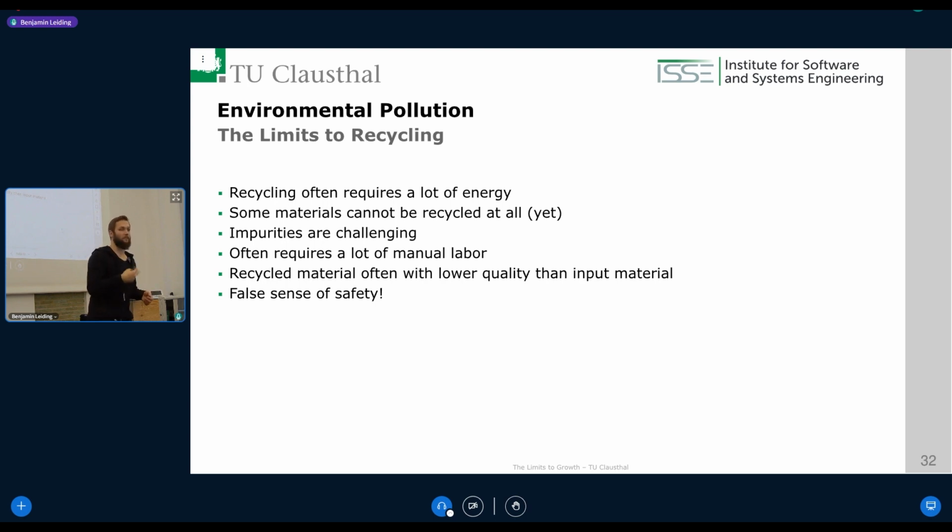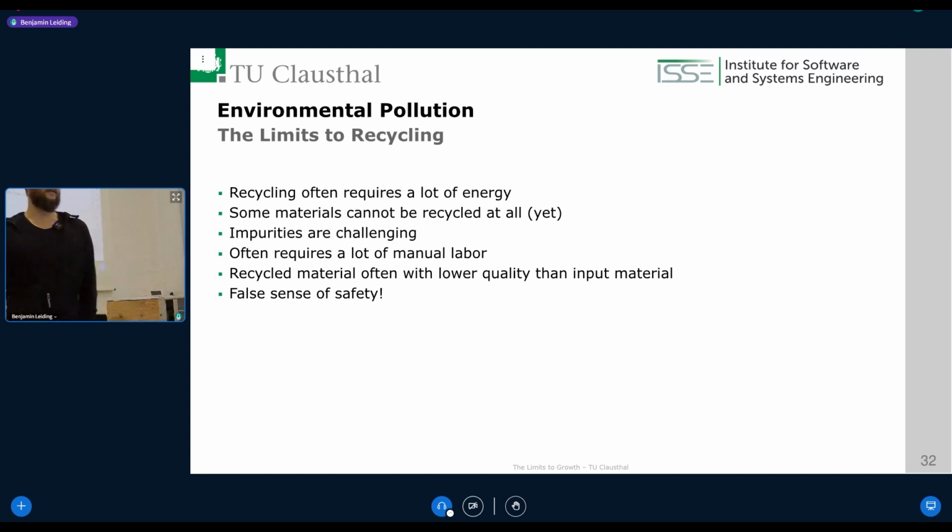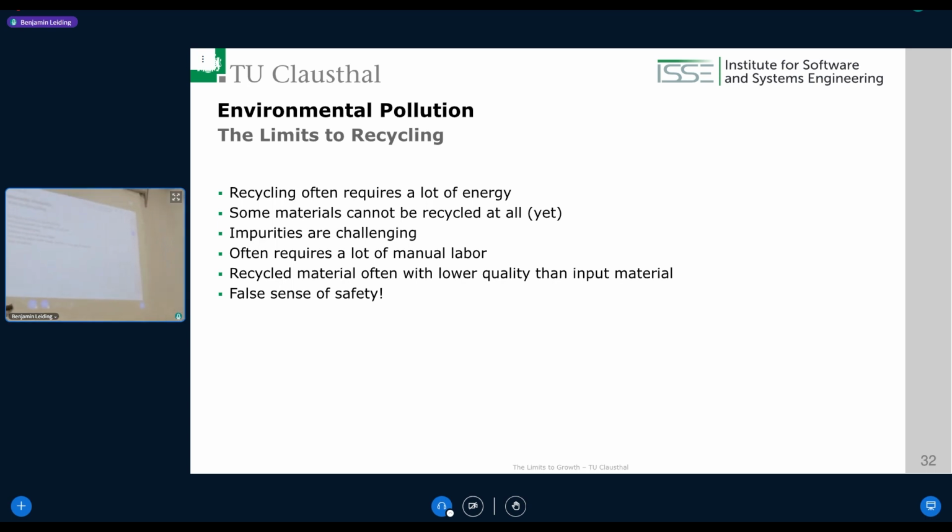Plastic, I'm not a polymer expert, but it also requires a lot of energy to collect everything and then process it. Some materials cannot be recycled at all, or at least not yet. Doesn't mean it's not possible in the future, but windmills are famous examples for being quite difficult to recycle. The battery packs of battery electric vehicles are a challenge in itself that a lot of companies are now addressing because it's a huge market and you can make a lot of money out of this. But right now, it's challenging.